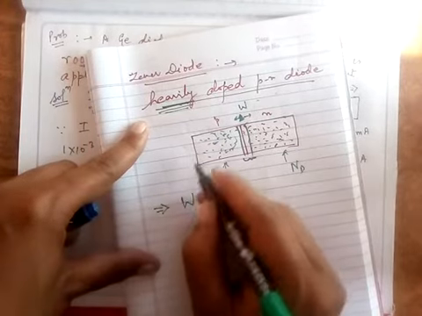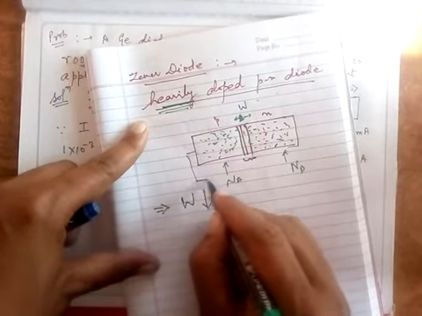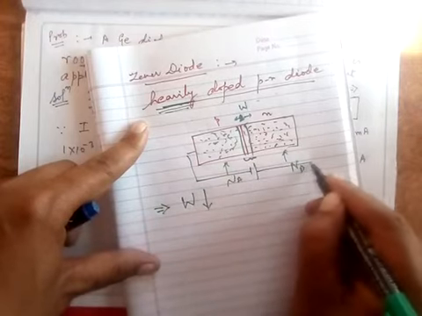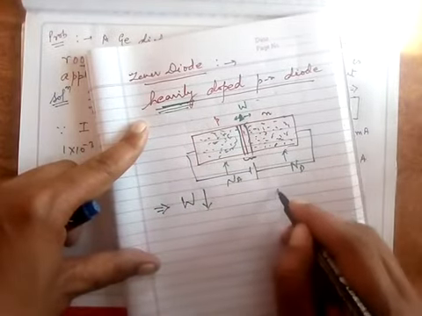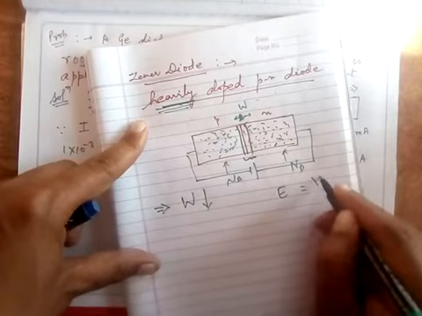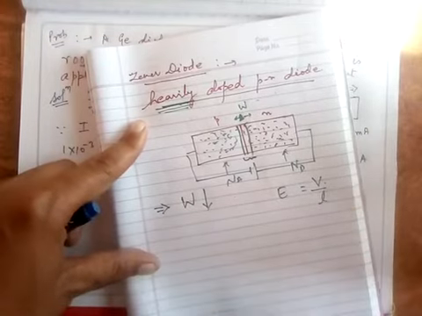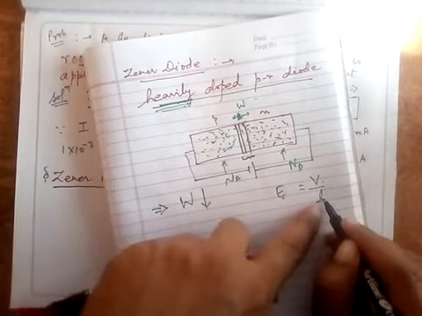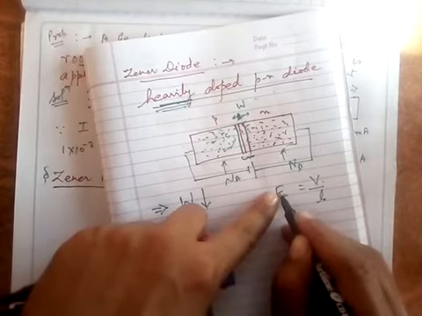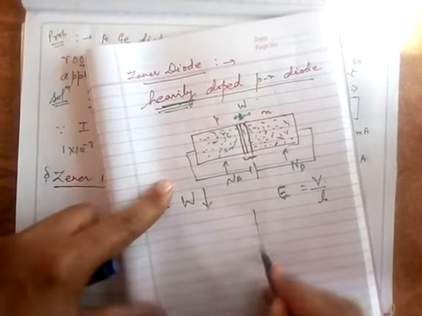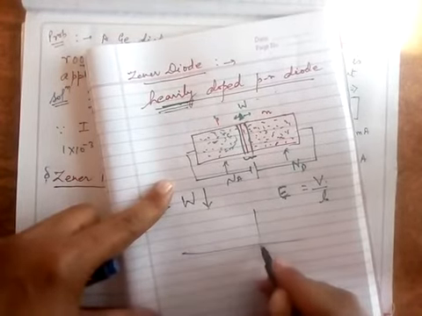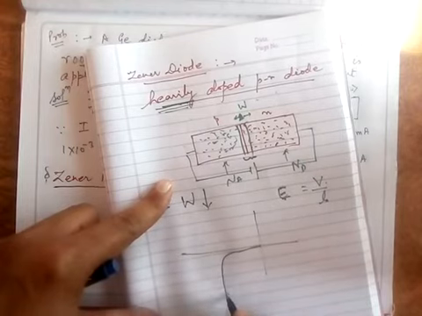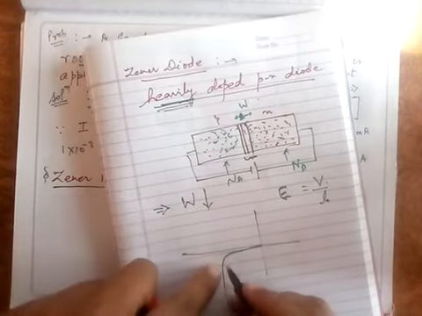Now if I apply an electric field here, that is, when I reverse bias this, a high electric field will be generated. Electric field is V by L. If this L is low, this E is very high. So this breakdown will occur very quickly, and this will not damage the diode.